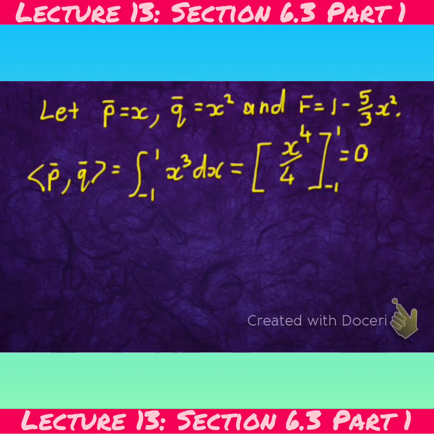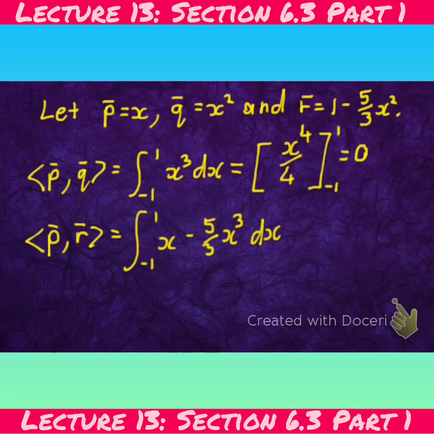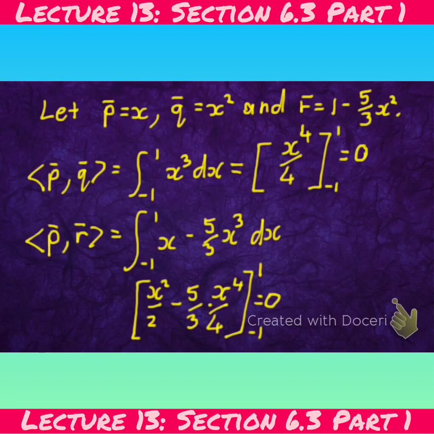So the next one we want to do is look at the inner product of P with R. Right, and that is the integral from -1 to 1 of the function P, which is x, multiplied by the function R, which is 1 minus 5/3 x squared. And that is simply the given function, and then working that out, we get that result.